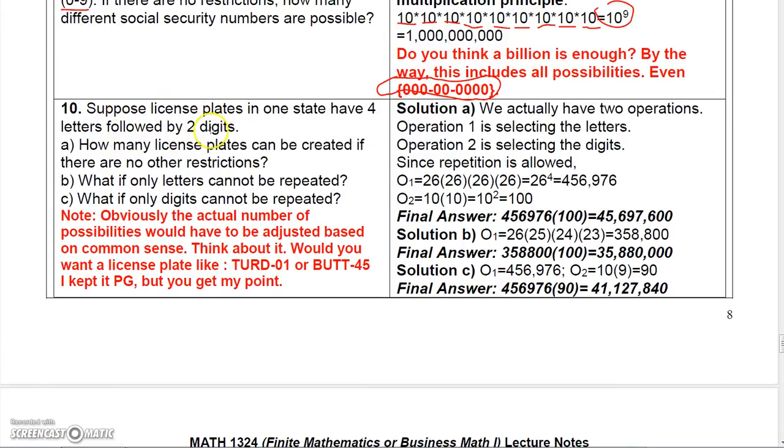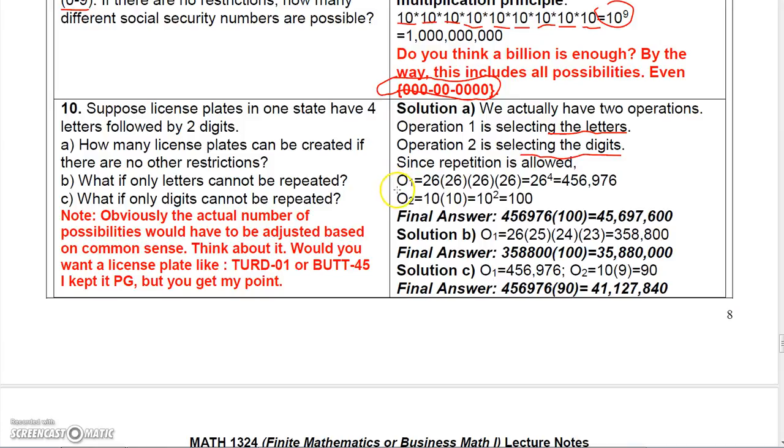Let's talk about license plates. Suppose we have license plates in one state have 4 letters followed by 2 digits. How many license plates can be created if there are no restrictions? Now, repetition is allowed here. So we actually have 2 operations here. One operation is to figure out how many ways we can select the letters, and the other operation is how many ways we can select the digits.